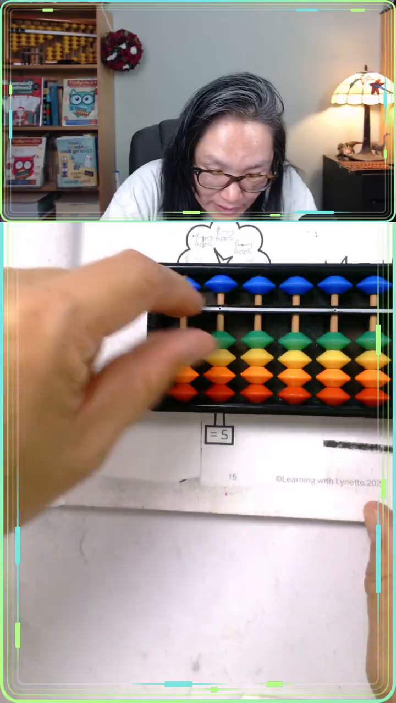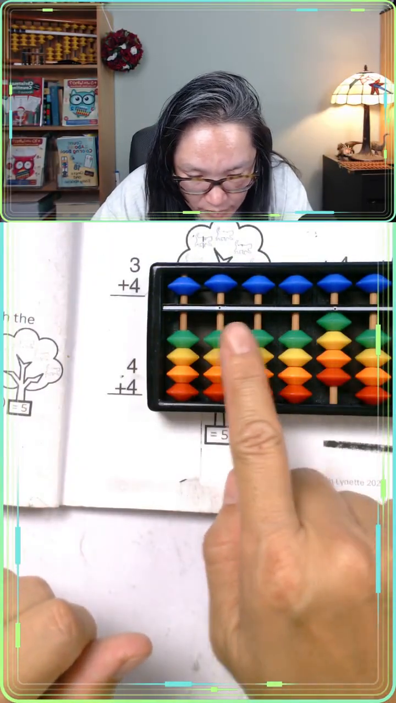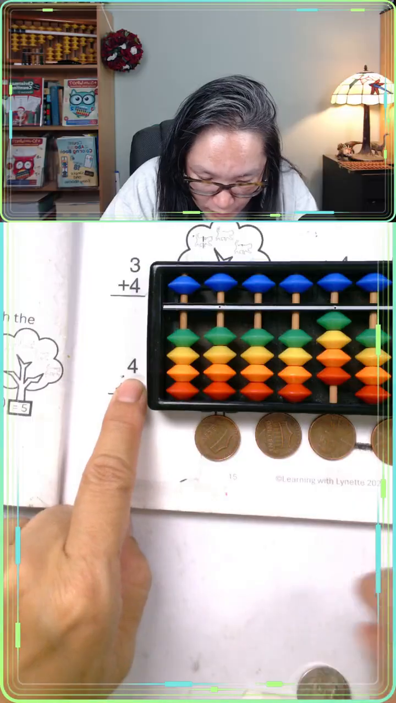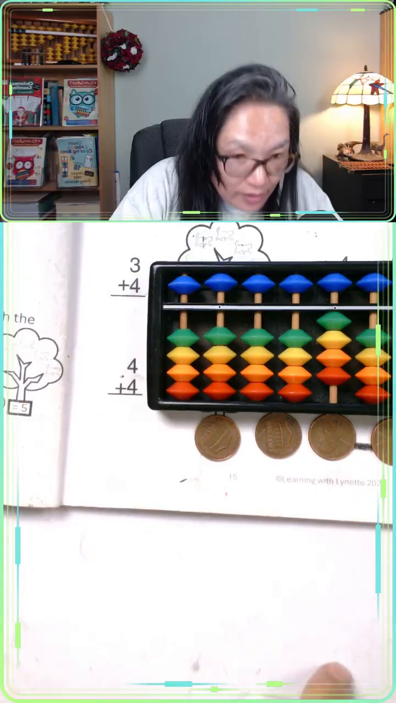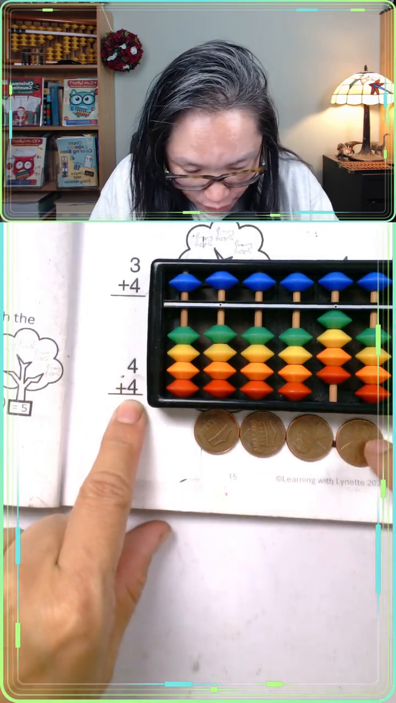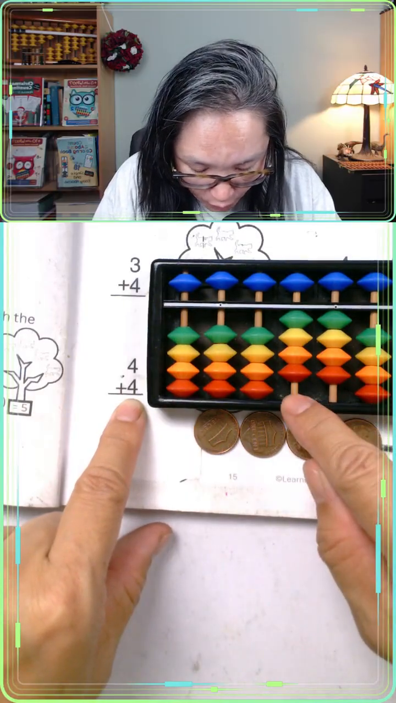When we add the 4 on the abacus, we add the 4 like that, right? We have 0, 0, 4, 0, 0, 0, 0. So let me do 4 on my abacus, 4 pennies. I have 4 pennies. This is the 4 that I'm looking at. But then I need to add another 4. Because I need to add another 4, what happens? I don't have any more beads. I have no more loose beads. I cannot do this because that would be 44.